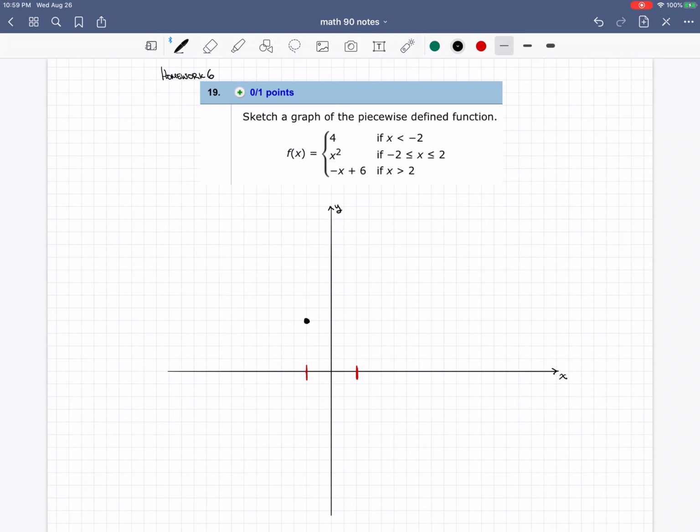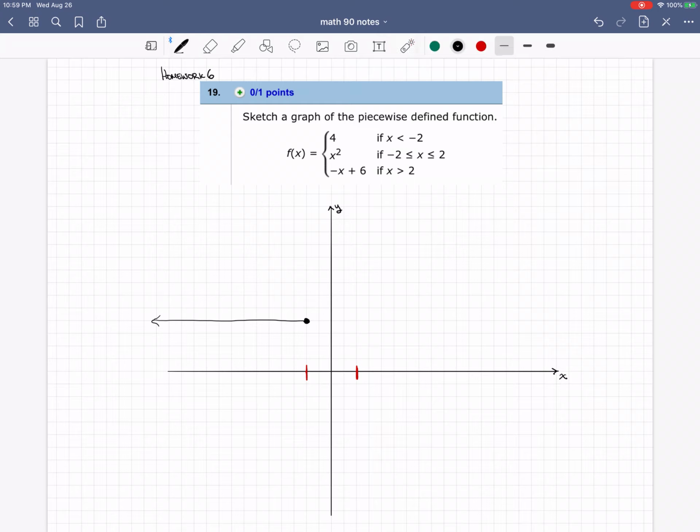Okay, so let's see what we got. To the left of -2, it's a constant function. So it's just going to put out 4 no matter what input you give it to the left of -2. Between -2 and 2, you've got the squaring function. Okay, so let's plot the other seam point, and then let's go ahead and graph that middle piece.